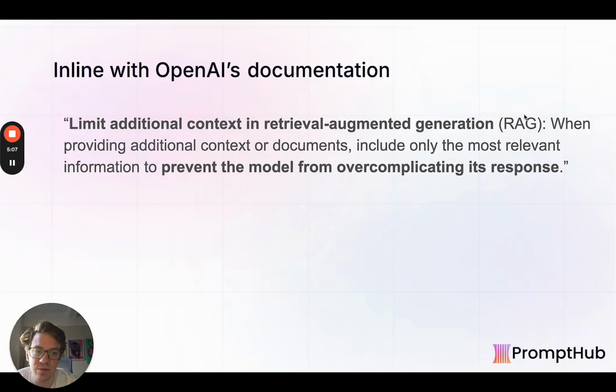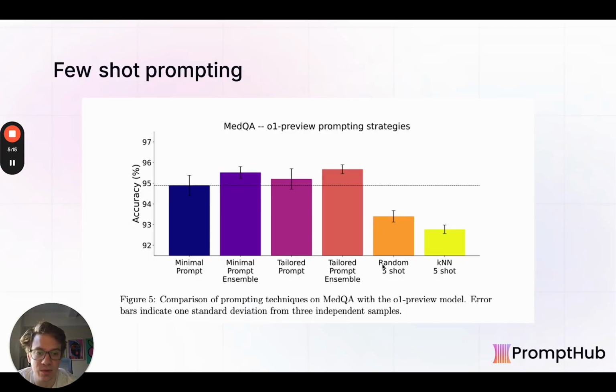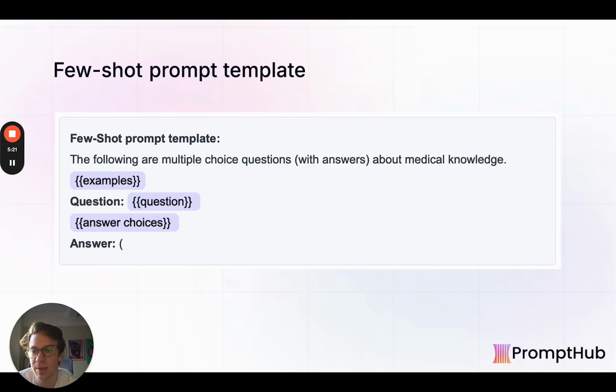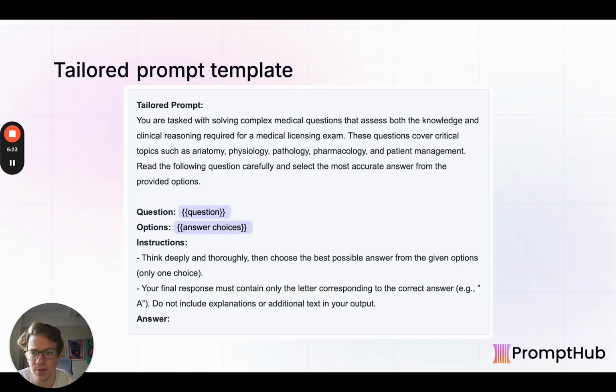Saying this can prevent the model from overcomplicating its response. So this is something to keep an eye on. In this case, we were sending 5 examples. So if you want to try this, maybe 1 or 2, and if not, maybe none. And this was just the template used.